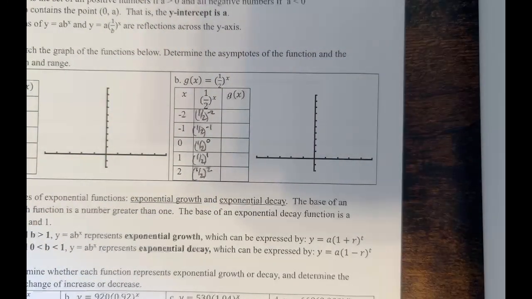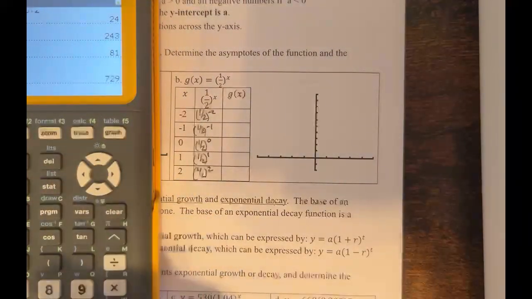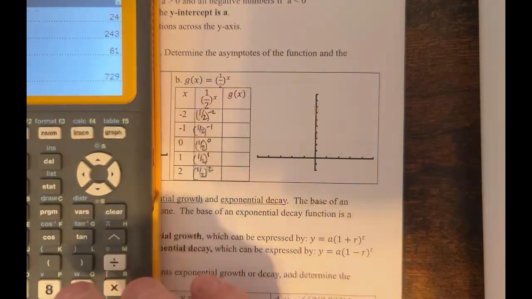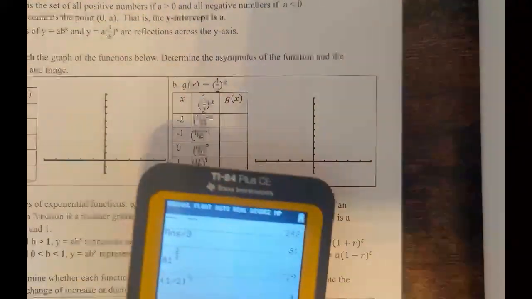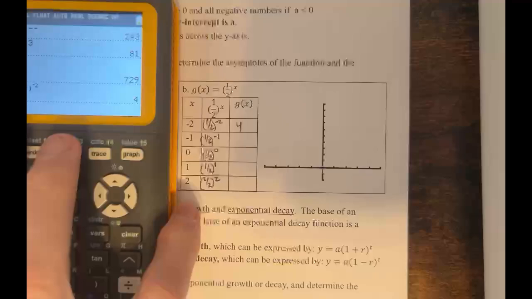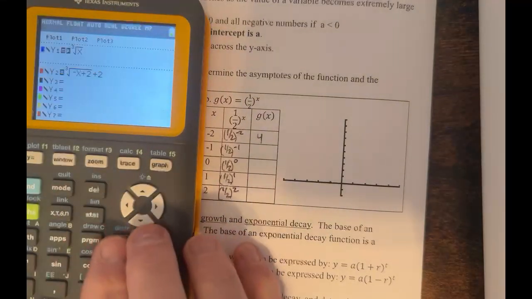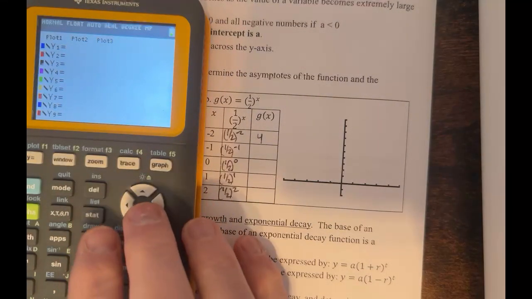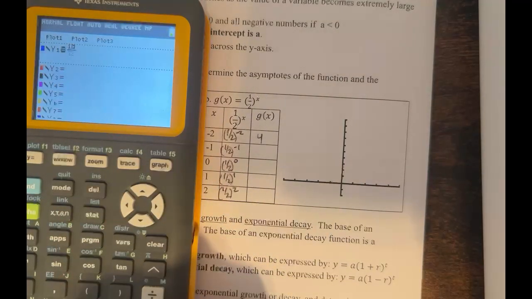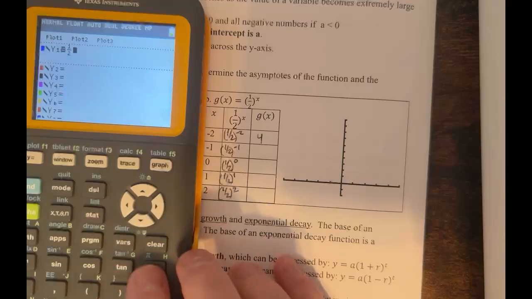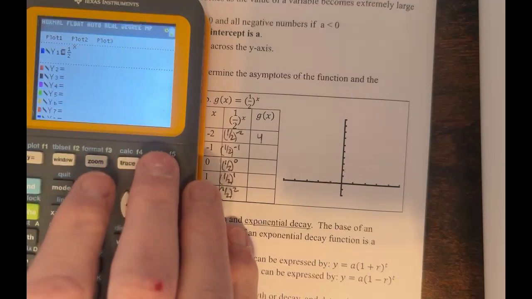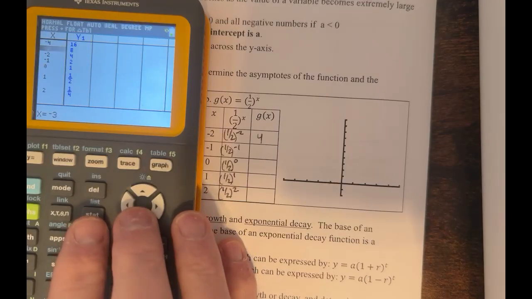One way is you could just do 1/2 to the exponent of -2, so it's 4. Or I'll show you the way I would do this: press y equals, get that fraction, 1/2 to the power of x, and then go to second table, or second graph, which is table, and then we could just fill these in.